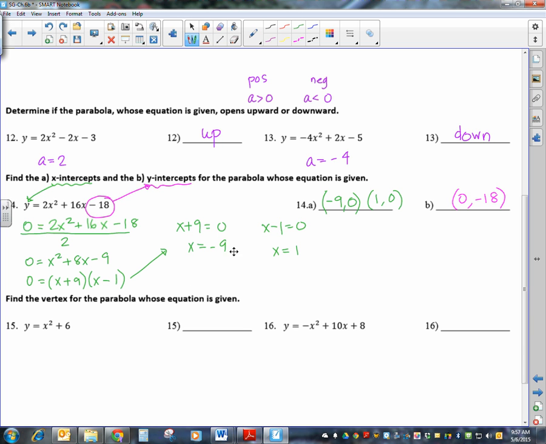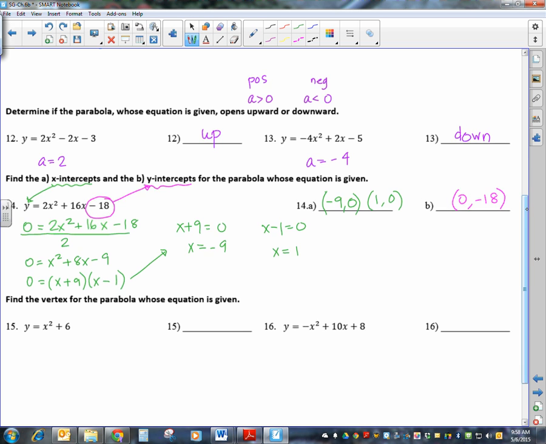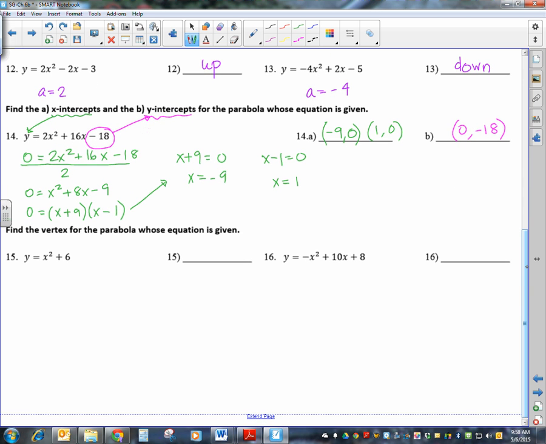Do not write that in the blank, because that's a line, that's not a point, and our intercepts are points. Okay? If you want to just put negative 9 and 1, or negative 9 comma 1, that's fine. Okay? All right, the vertex.